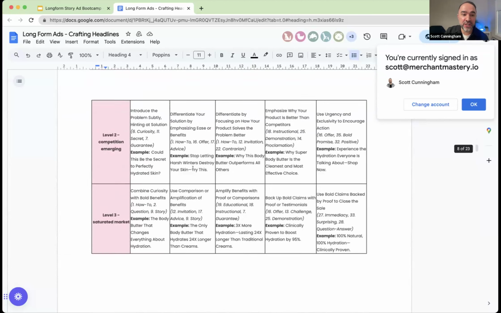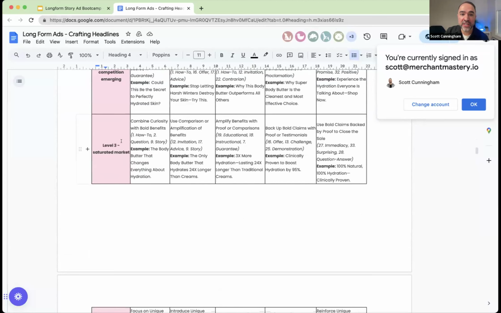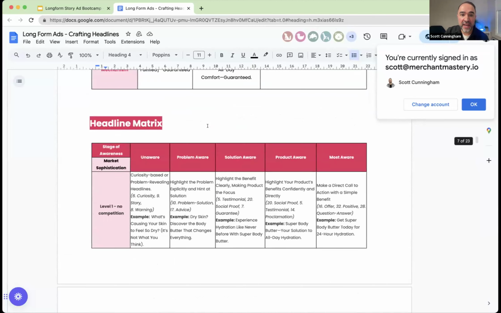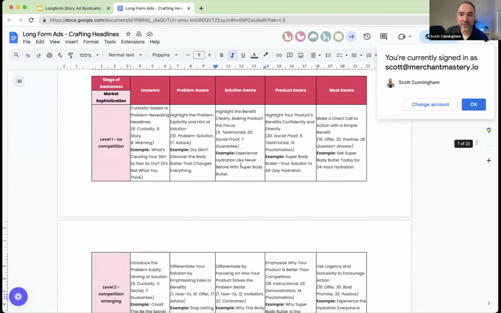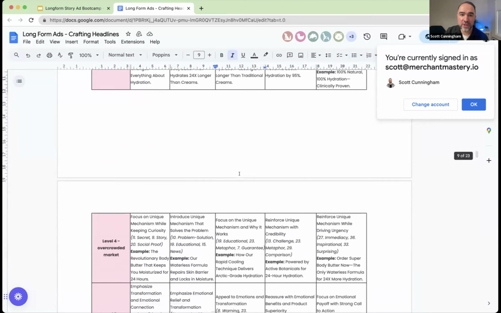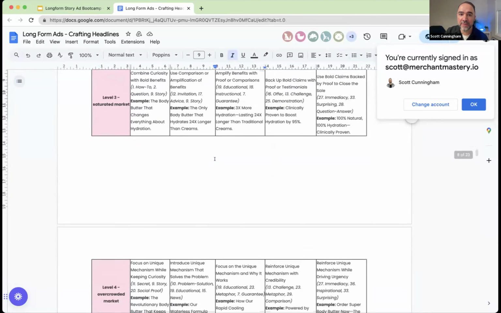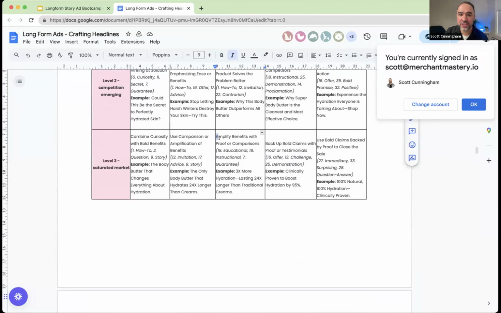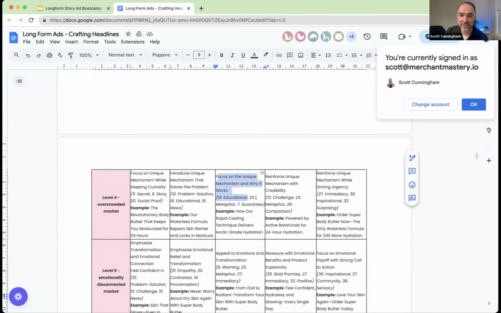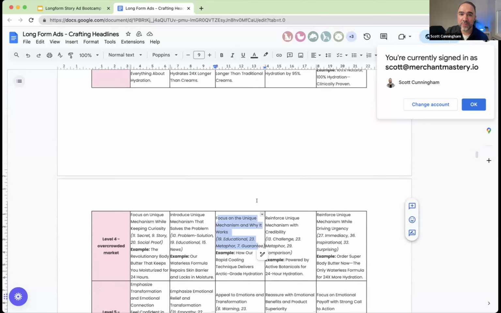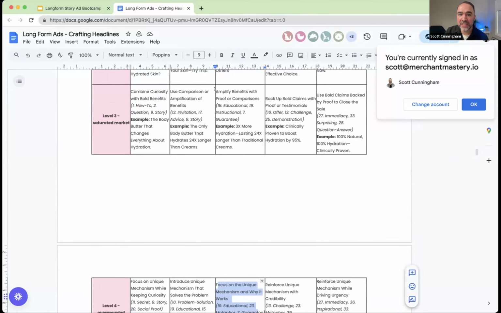So for field trip, we know that they were at the saturated market level and the customer was solution aware. So it's going to be like amplifying the benefits with proof or comparisons, but they're also borderline at crowded. So I would look at both of these. We're looking at people who are solution aware, so I want to look at the saturated market ones and the overcrowded market ones. Okay, so the headlines that I'm going to want to write, it's about amplifying the benefits with proof or comparisons.